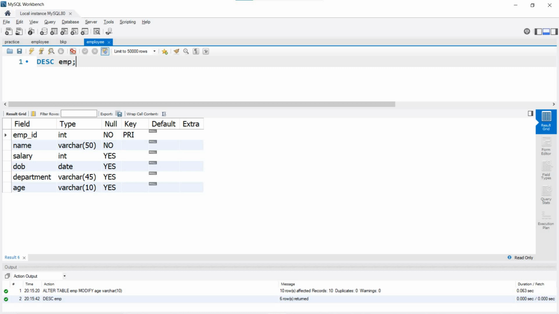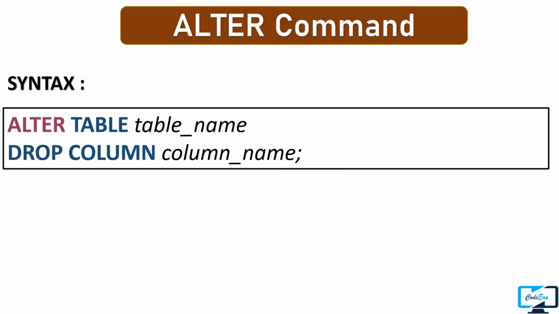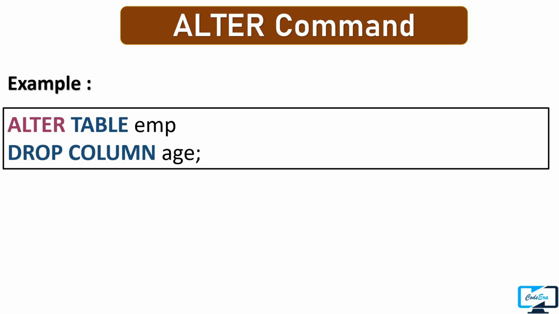So guys, after this, now let's see our last use case of alter table, which is drop column. So guys, with the help of alter table command, we can also remove or delete a column from an existing table. So to drop a column, we have to use this syntax, which is very simple. We will have to write alter table, table name, and then we will write drop column keyword with the column name that we want to delete from the specific table. So to drop age column from EMP table, we will write alter table EMP, drop column age.